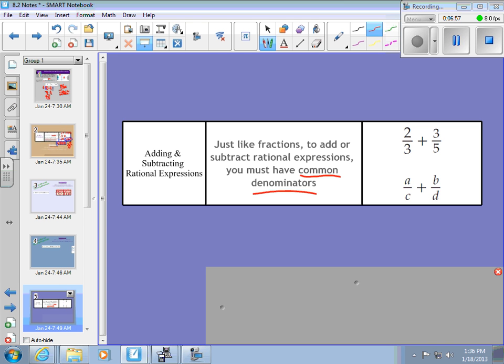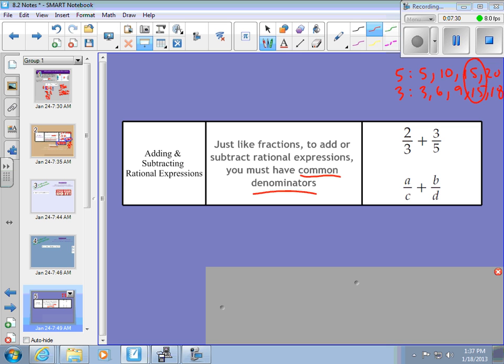Looking at your first example over here, 2/3 plus 3/5. In order to add those, we need to find the common denominator, which means finding the least common multiple. What's the least common multiple of 3 and 5? Well, if you list out the multiples for 5, we'd have 5, 10, 15, 20. If you look at 3, we've got 3, 6, 9, 12, 15, 18. You can see our least common multiple would be 15.